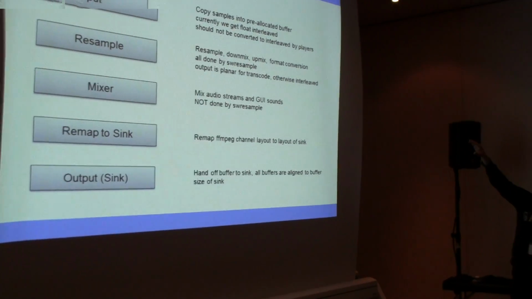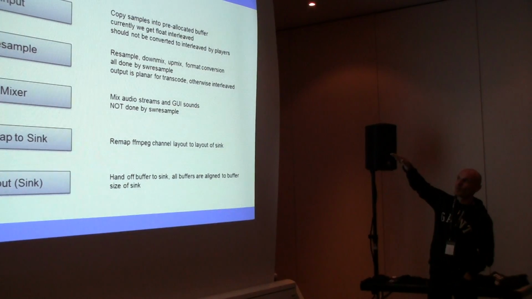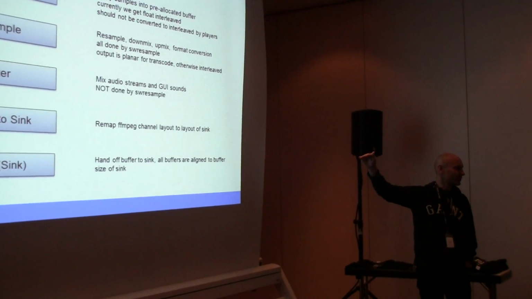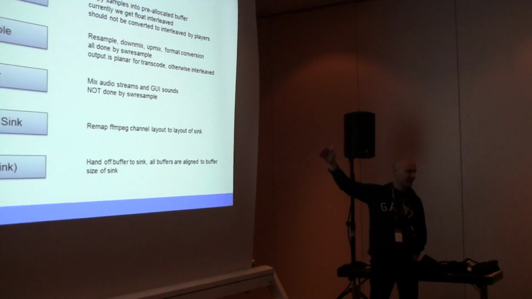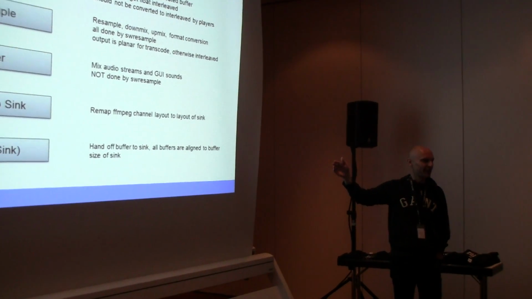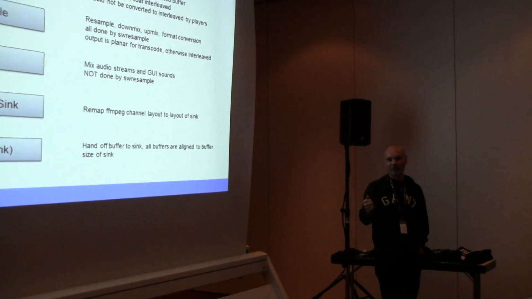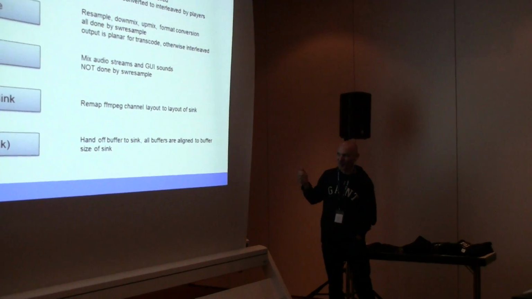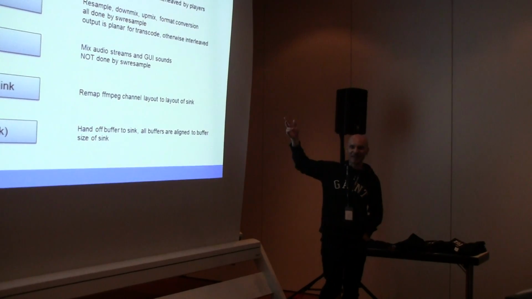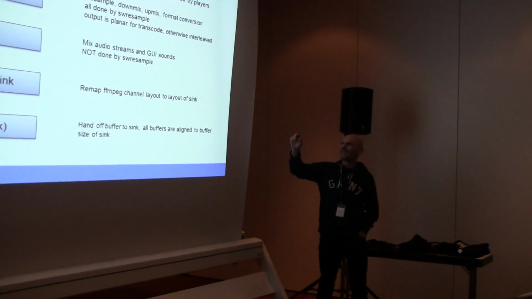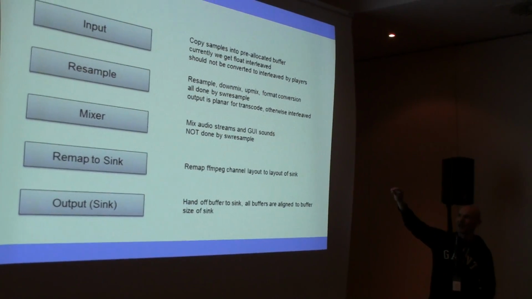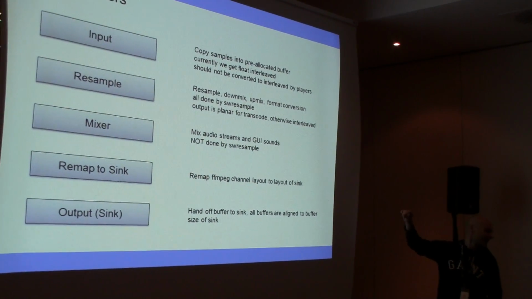Once the samples have gone through the resampler, we are in the internal mixer stage. FFmpeg can't do the mixing, so I kept the old way of doing this. The old audio engine, not old, the still current audio engine, provides functions for the mixer, the famous SSE stuff. And the mixer can mix various streams, and it finally mixes GUI sounds into the audio stream.